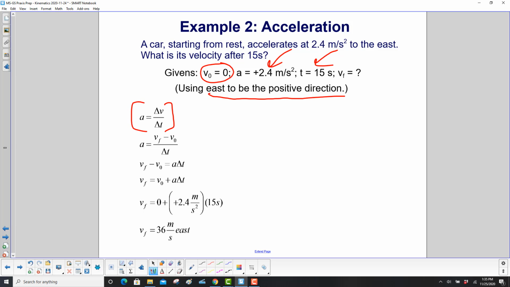We have our equation there. We substitute in Vf minus V0 for delta V. We multiply both sides by delta t, and then we add V0 on both sides, and we come up with this equation here, which later on as you study physics, you'll find out is the first kinematics equation. We now substitute in our variables, 0 initial speed, here's our acceleration, here's the time, and we come up with the final velocity of 36 meters per second, and since we have a positive number, we call that east.